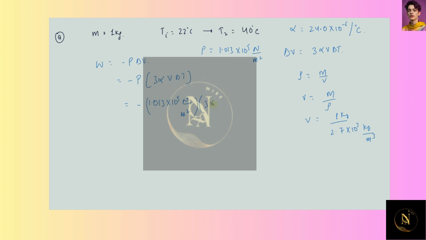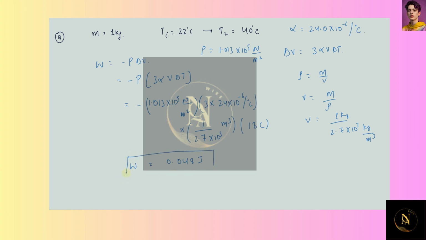And 3 times alpha here is 24 into 10 to the power minus 6 per degree Celsius, and the volume is this thing. So we can write here, multiplied by volume, 1 divided by 2.7 into 10 to the power 3 meter cube, times the change in temperature, which is 40 degrees minus 22 degrees. So we'll get 18 degrees Celsius. From here, after simplification, work will be equal to 0.048 joule. So this was the answer for the A part.